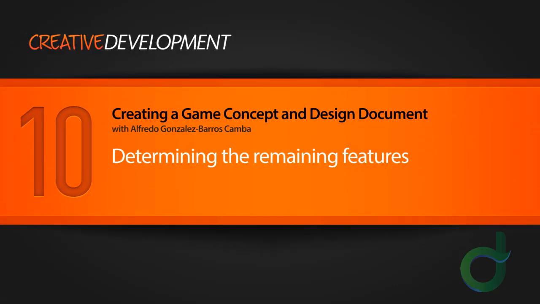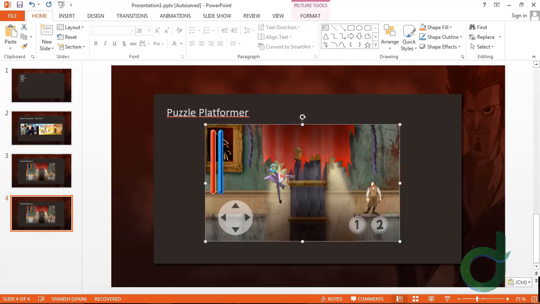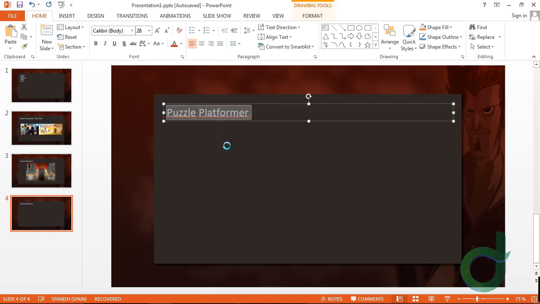In this lesson, we're going to keep defining the features of our pitch document. Okay, so now we have the concept, we have the genre, and now we have to define the platform. So we're going to copy the slide, and we're going to keep working here. I'm going to erase this picture just by left-clicking it and pressing delete. And we know that our game is going to be released on mobile devices. So this is our main platform, mobile devices. I'm going to write iOS and Android.